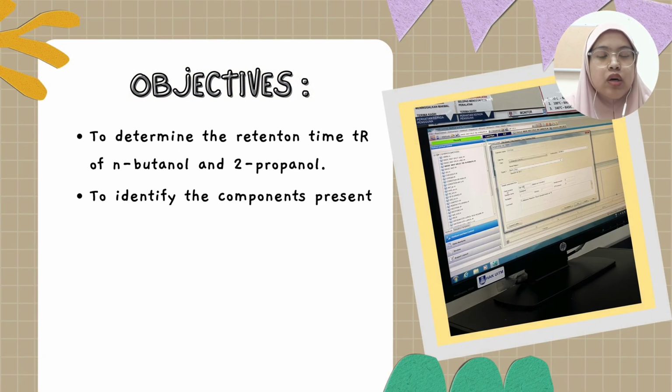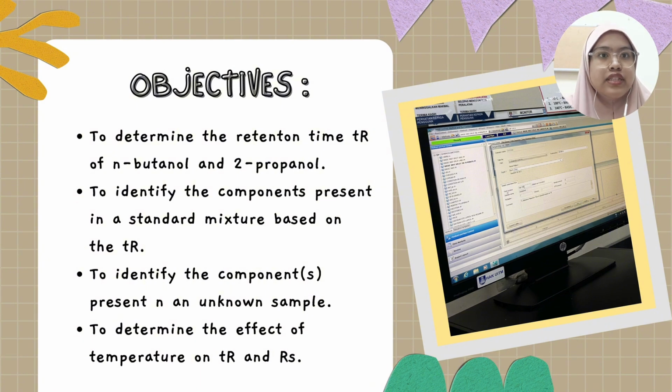Let's move on to the core objectives of this experiment. First, we aim to determine the specific retention time of two target compounds, which are N-butanol and 2-propanol. Second, we use this retention time to identify the individual components present within a standard mixture. Third, we apply this baseline data to identify the unknown component present in our given sample. And finally, we investigate the effect of temperature on both retention time and resolution.